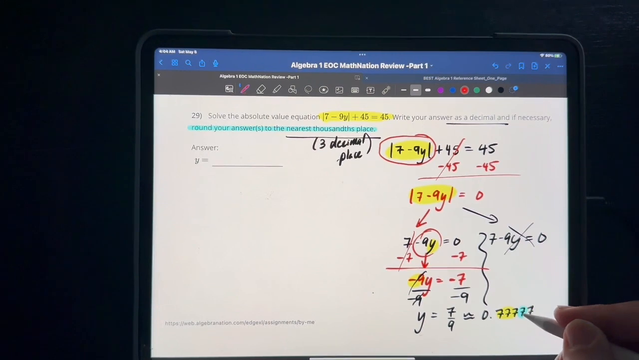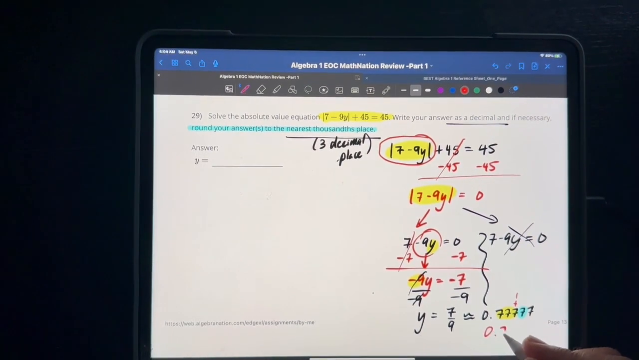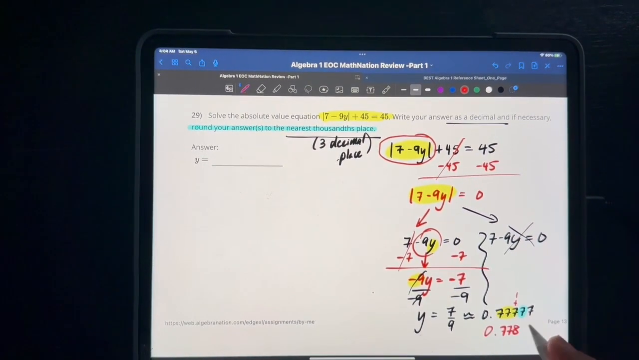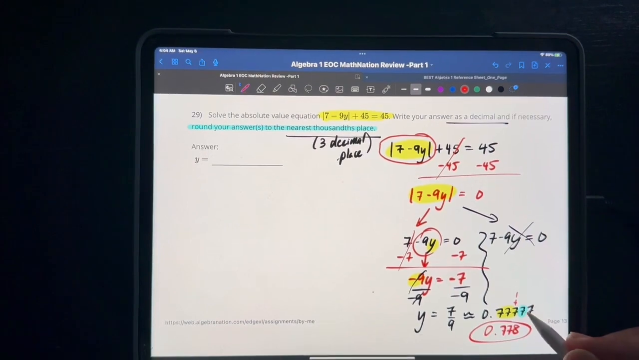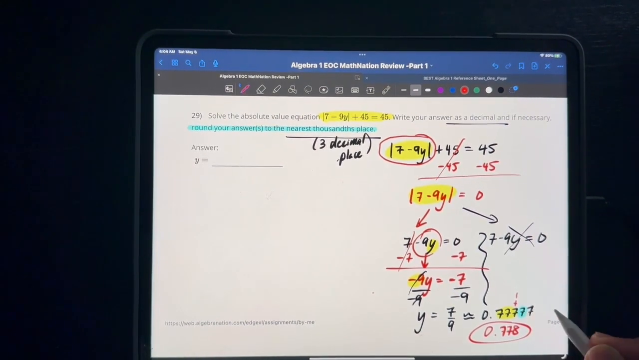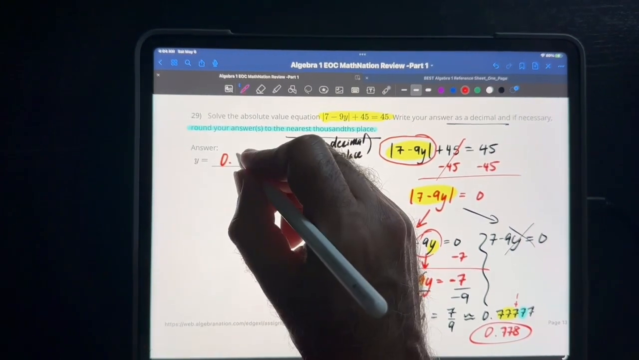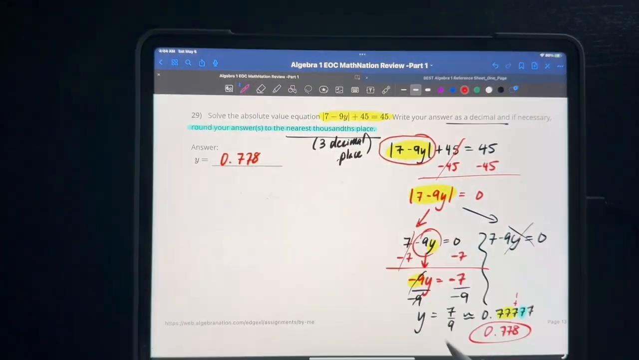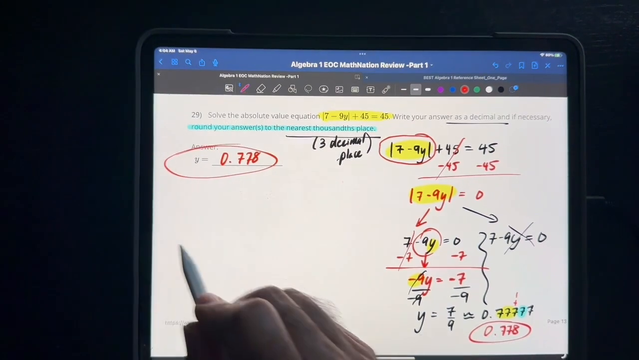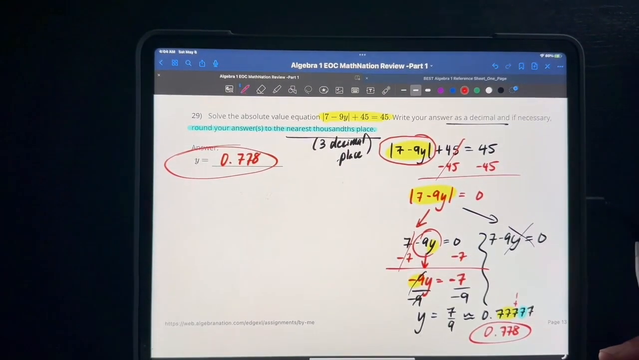So this is 5 or more. This is 7, right? So we have to raise the score. And we get 0.778. Okay? So we're only looking at the fourth number. We don't care about the rest of the numbers behind here. So my y is 0.778. Okay? So read the rounding directions carefully and make sure you do it properly.